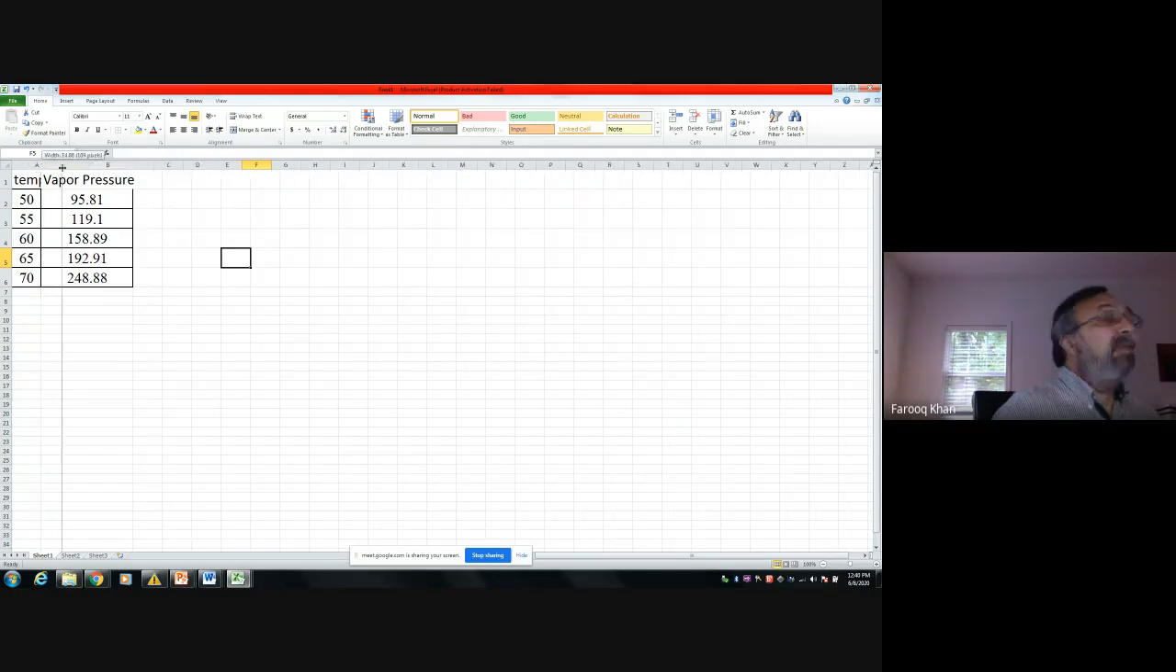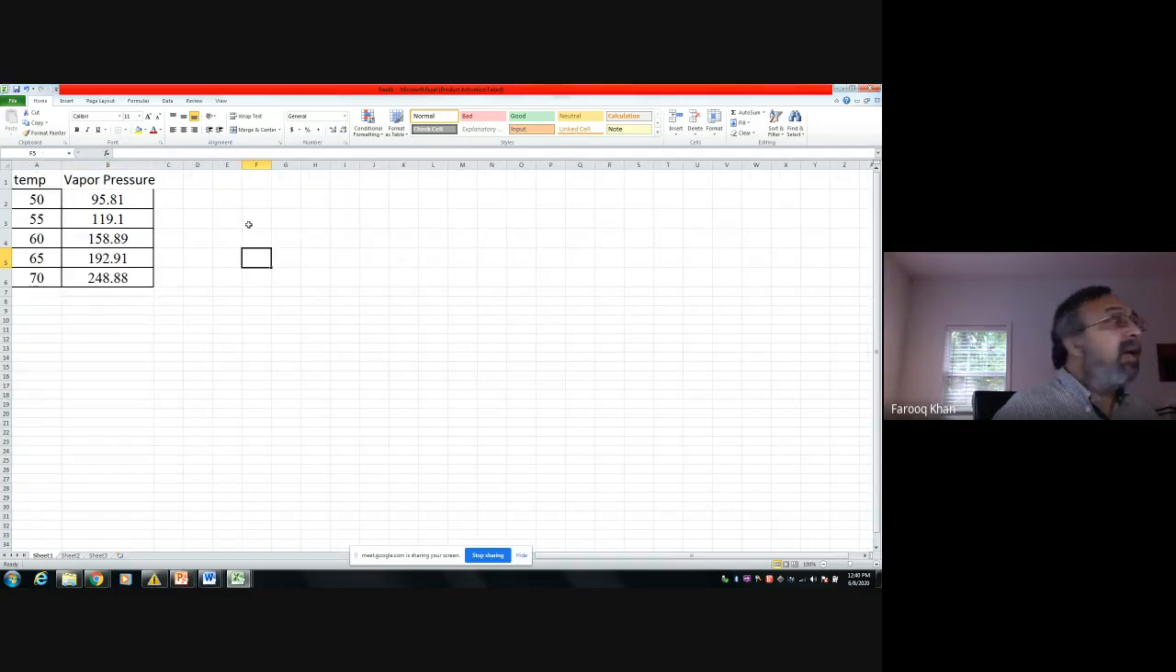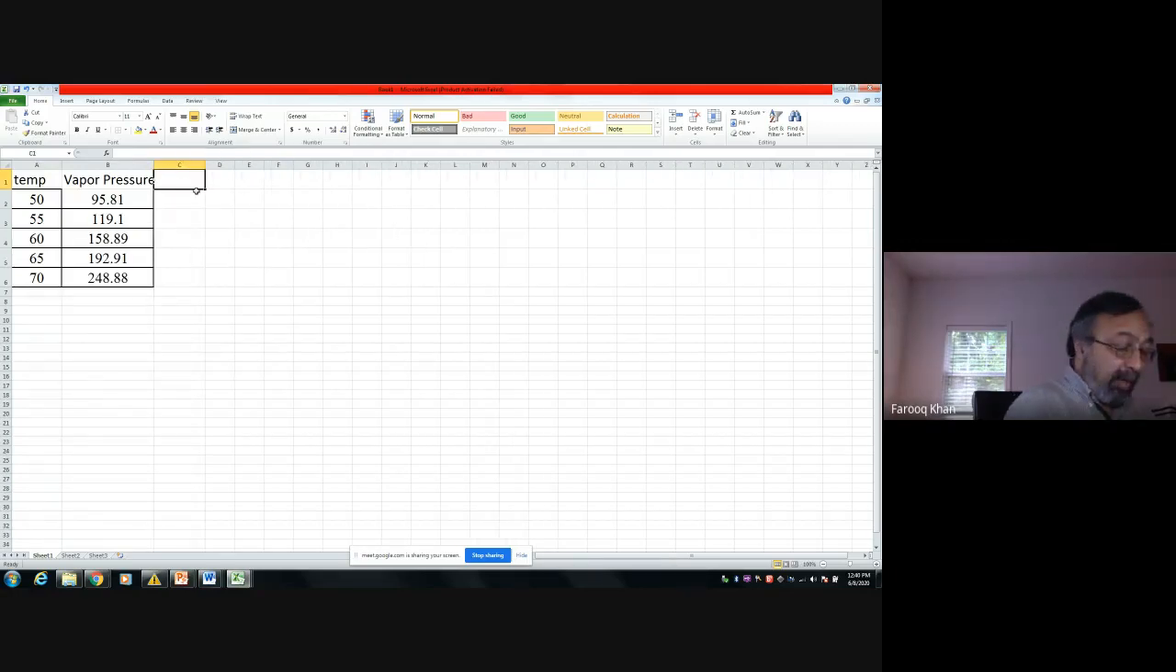What we will do is we will go ahead and create a formula in Excel. So we want to have our temperature in Kelvin. Then we want to have the inverse of that temperature. And finally, we want the natural log of vapor pressure. So let's go ahead and label our axes. So this is what we want to create.